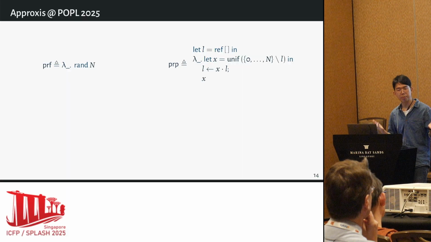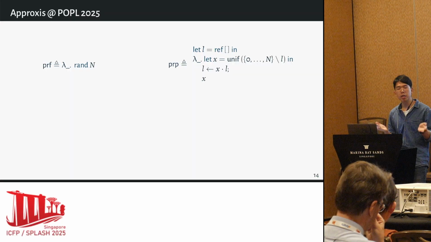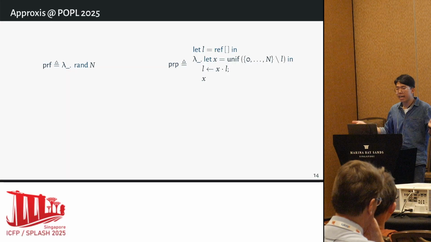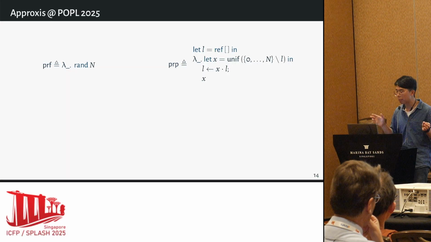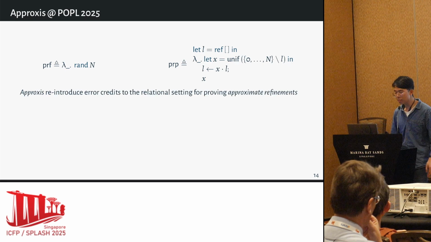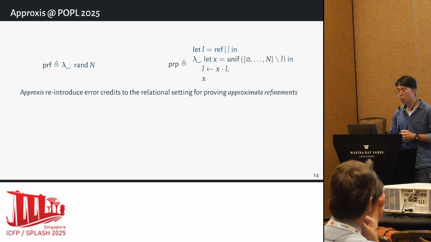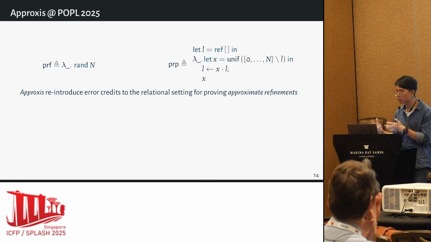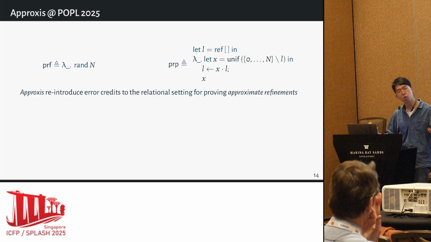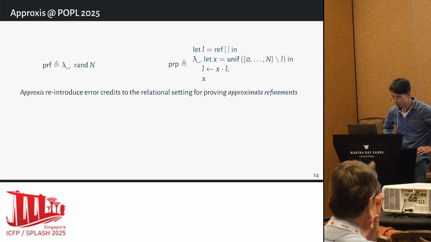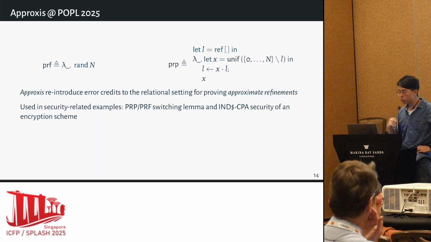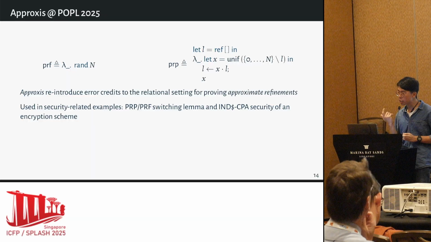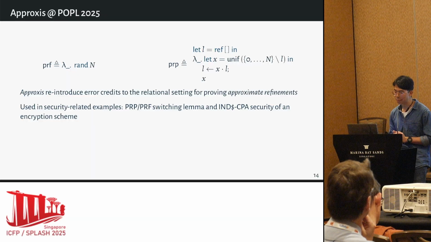And for the first few times you use these two functions, they appear to be somewhat similar. Not completely identical, but approximately similar up to some error, epsilon. My colleagues and I developed Clutch, which reintroduces the idea of error credits from the unary setting to the relational setting, allowing us to reason about this particular approximate refinement where we can compare two approximately similar programs. With this approach, we're able to reason about quite a lot of interesting security-related examples, such as the PRP-PRF switching lemma and the security of an encryption scheme.